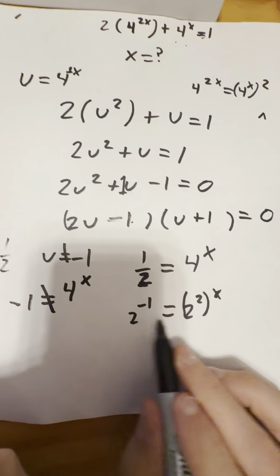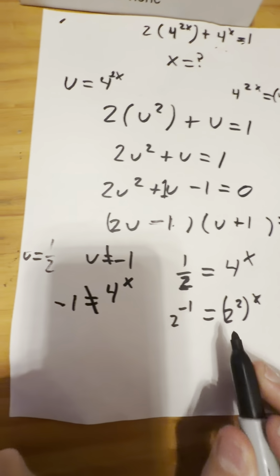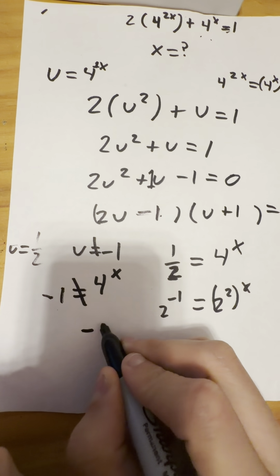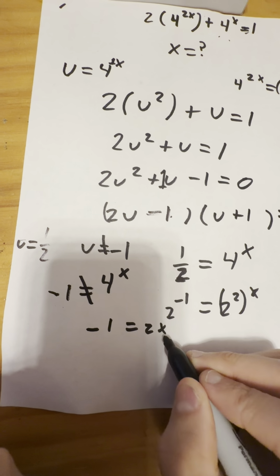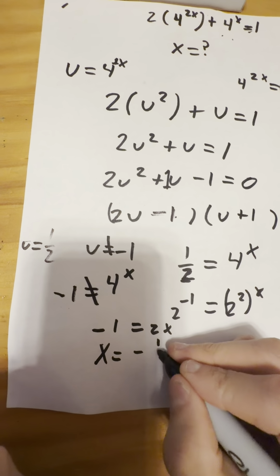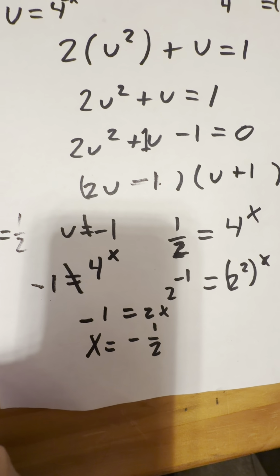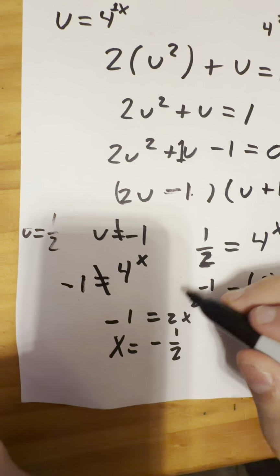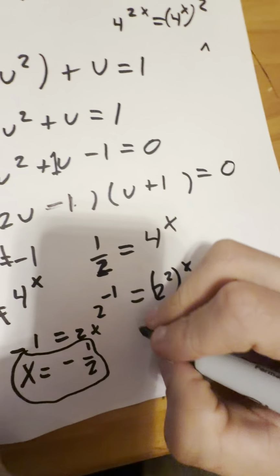And then if we have the same bases, like both 2's at the bottom, their exponents are equal. So negative 1 equals 2x. X is equal to negative 1/2. And that is the answer. Bam.